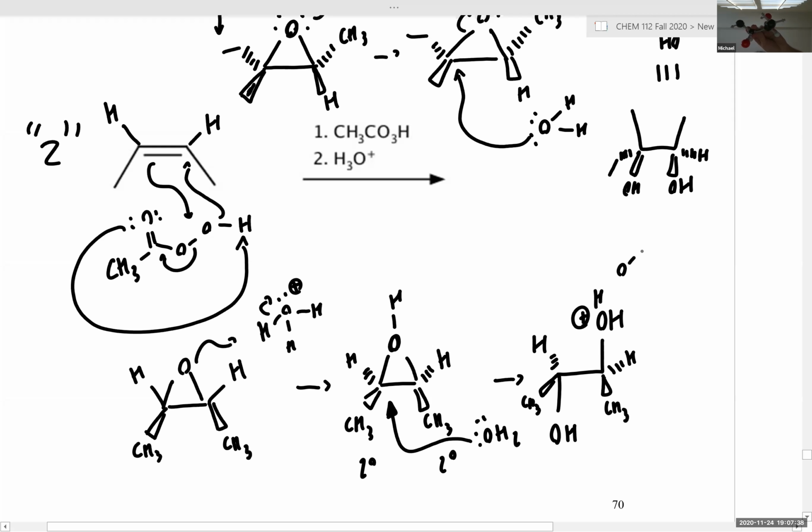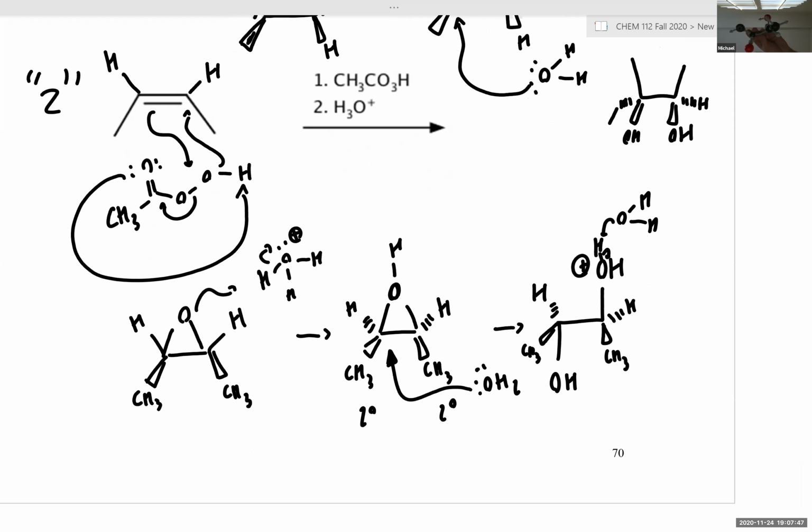Now, just to show for completeness' sake, we just need to deprotonate our alcohol and get our final product out. So let's do just that. So in terms of our final product, we have the following.